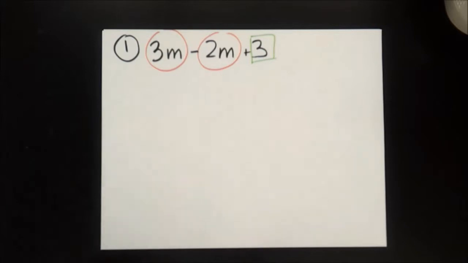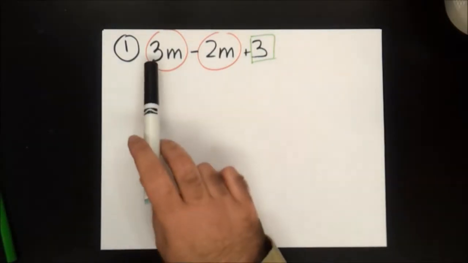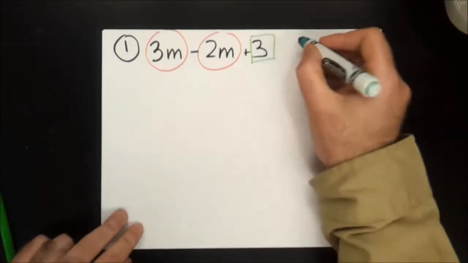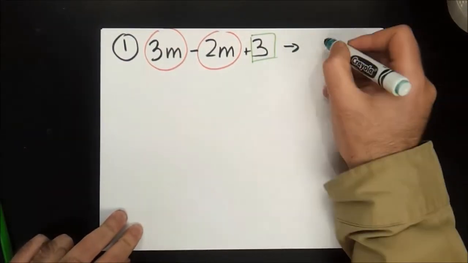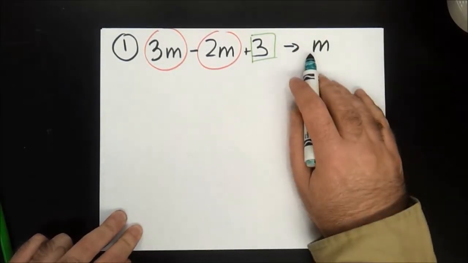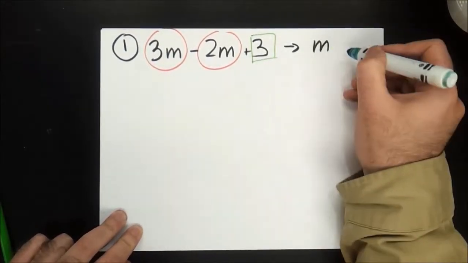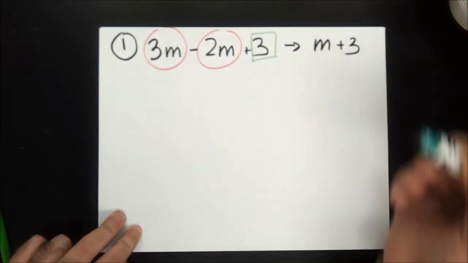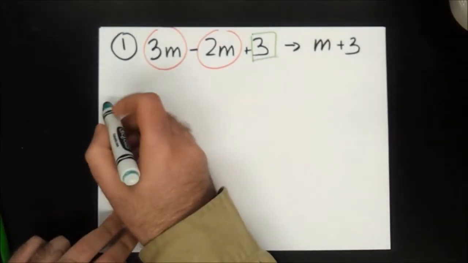So I combine any like terms that I have, and in this case that's only the m terms. 3m minus 2m, that is just m, or 1m, but I'm not going to write the 1 in front. So there's just 1m, and then the plus 3 just carries over. That's it. That's number 1. That's all there is to it.